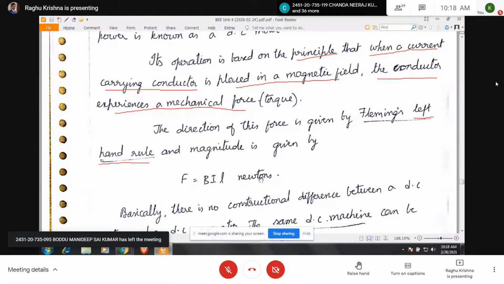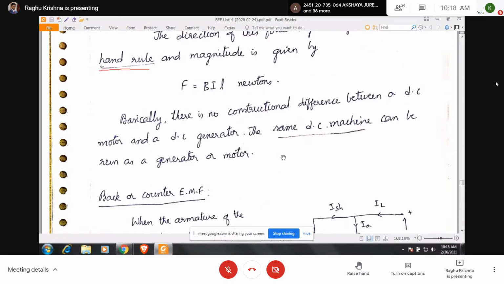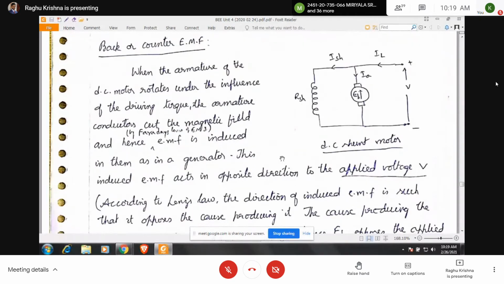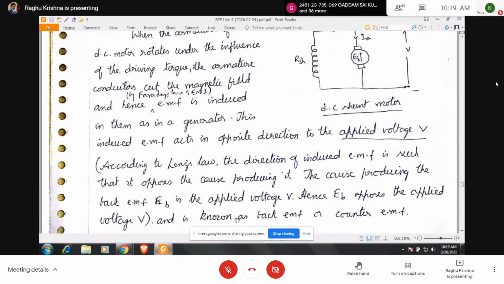and the direction of the force is given by Fleming's left hand rule, and the magnitude is given by F equal to BIL. Now when the coil rotates, the conductors will cut the magnetic flux, and as per Faraday's laws of electromagnetic induction, EMF will be induced in the conductors. The direction of this induced EMF is opposite to the cause, that is, the supply voltage. So the cause is the applied voltage V. That's why it is called back EMF or counter EMF.